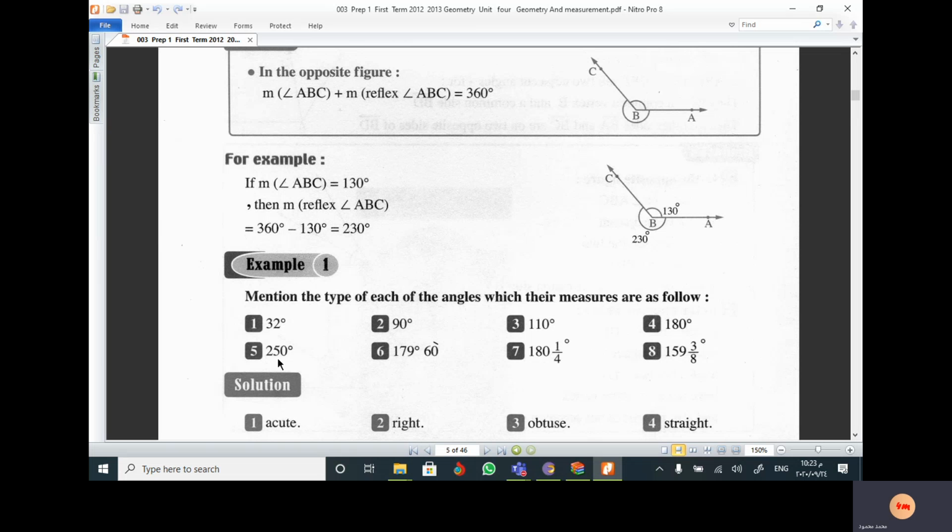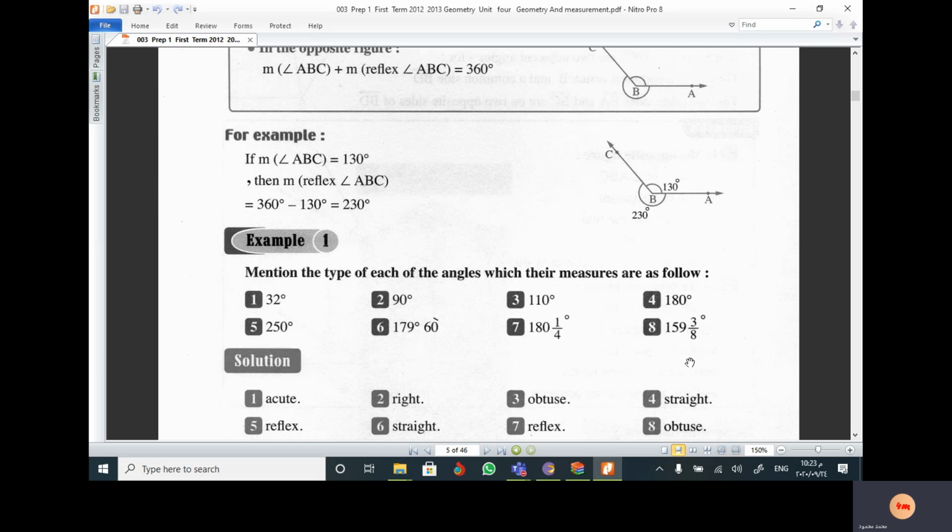109 degrees and 60 minutes. 60 minutes equals 1 degree, so you add 1 to 179, it will be 180. So it's a straight angle. 180 degrees and a quarter is more than 180, so it's reflex. 159 and 3/8 degrees is less than 180 and more than 90, so it will be obtuse.